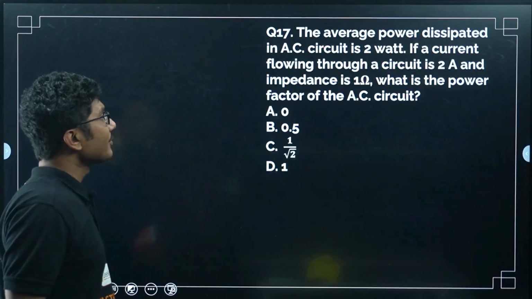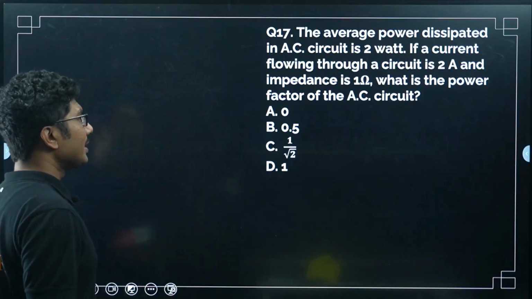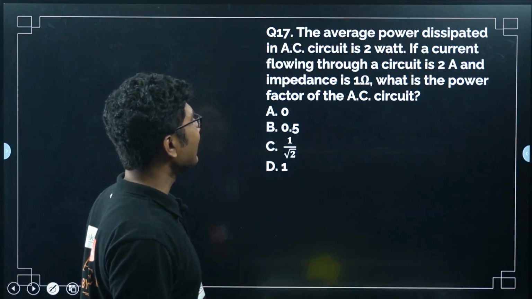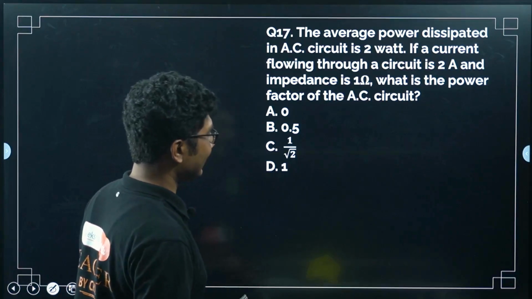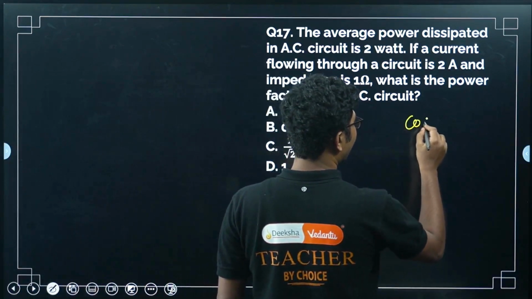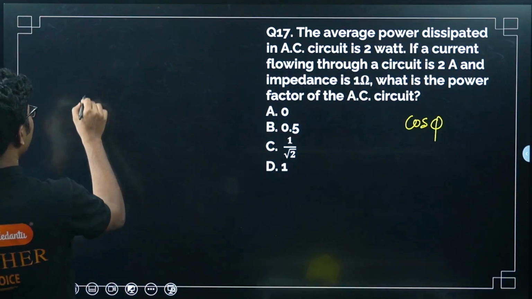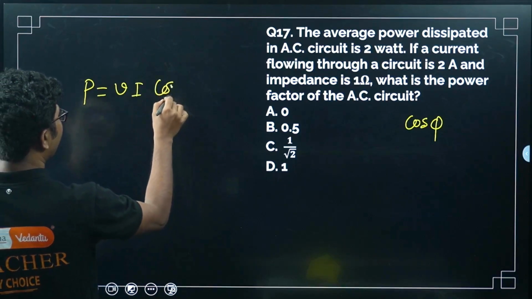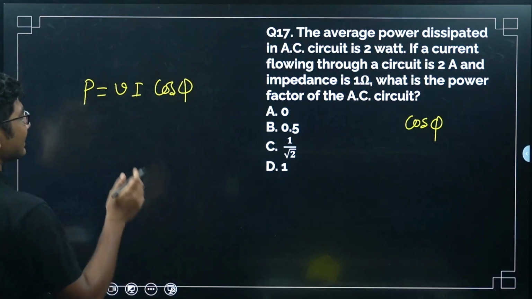Now let's move on to the next question. The average power dissipated in an AC circuit is 2 watt. If the current flowing through the circuit is 2 ampere and the impedance is 1 ohm, what is the power factor of the AC circuit? So what is power factor? Power factor is cos phi. Cos phi is called power factor. So what is given? P is given, I is given. So we have to find cos phi.